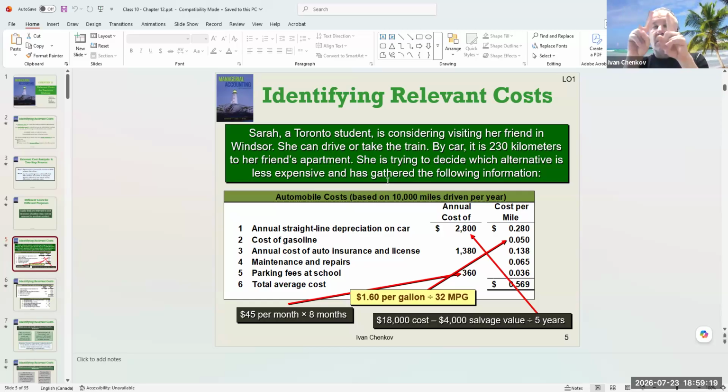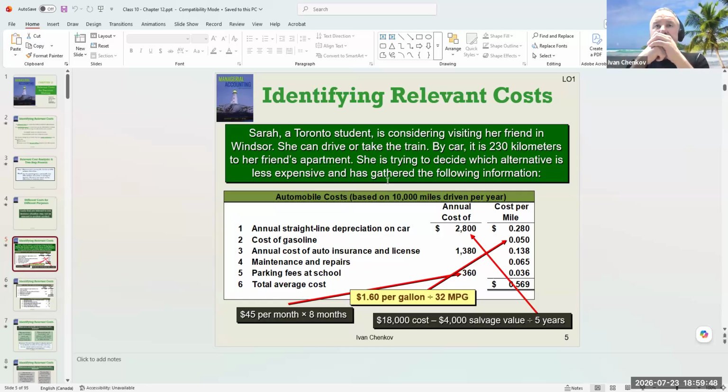Two alternatives. One option is to drive a car. The other option is to take a train. Now we have two alternatives and we have to choose one of them. This person prepared some information for us based on the costs that she thinks might be relevant or might not be relevant, and she prepared that report. Now we have to see which of those costs are relevant and which are not.